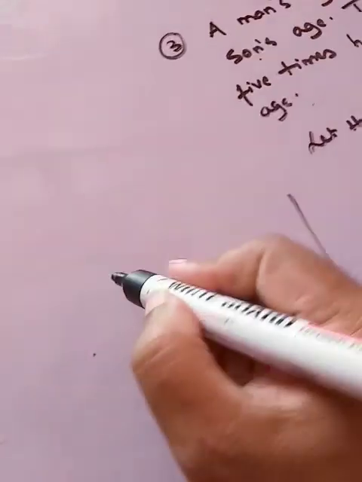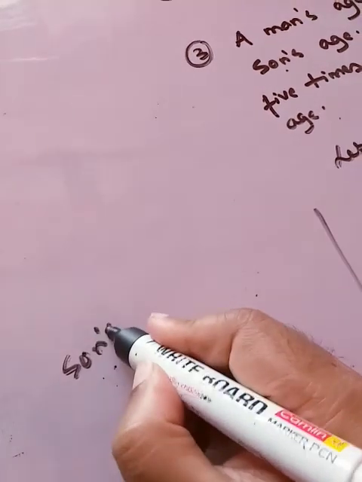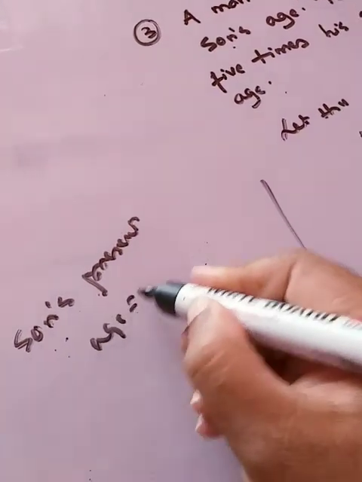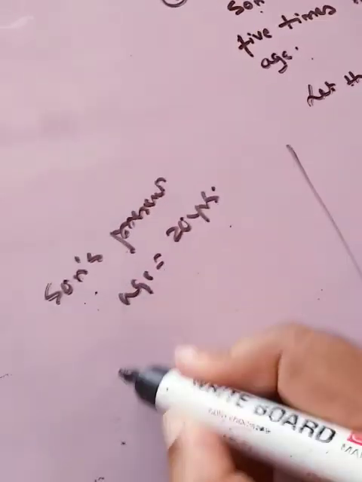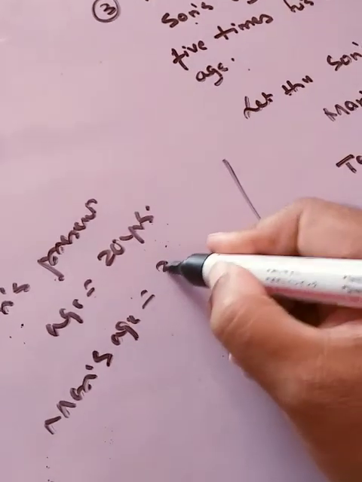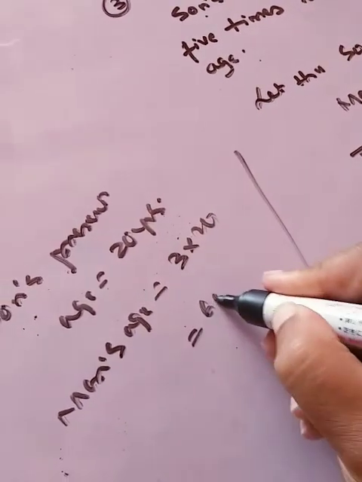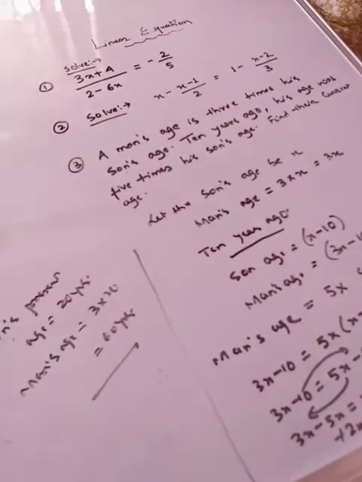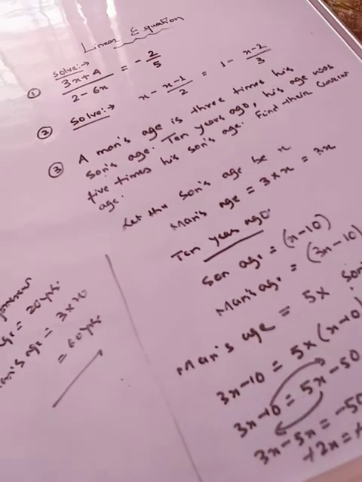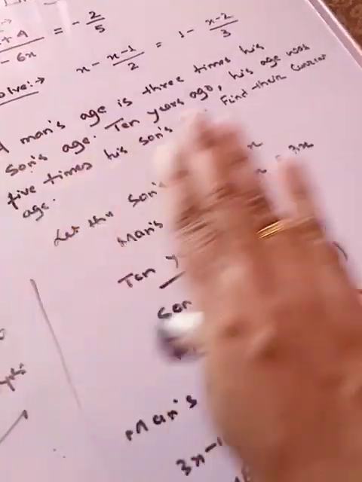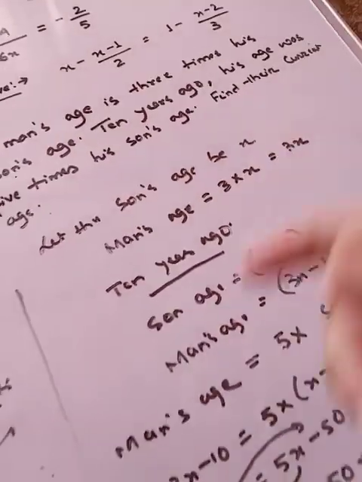So the son's present age is what? x, what? 20 years. So man's age would be 3 times older. 3 times older, that means 3 into 20, that is 60 years. Understood? Age problem is very, very important, not only for this class but for your higher classes also. So please try to understand how you really have to do this. First present age, then 10 years ago. Don't rush for the equation, okay?